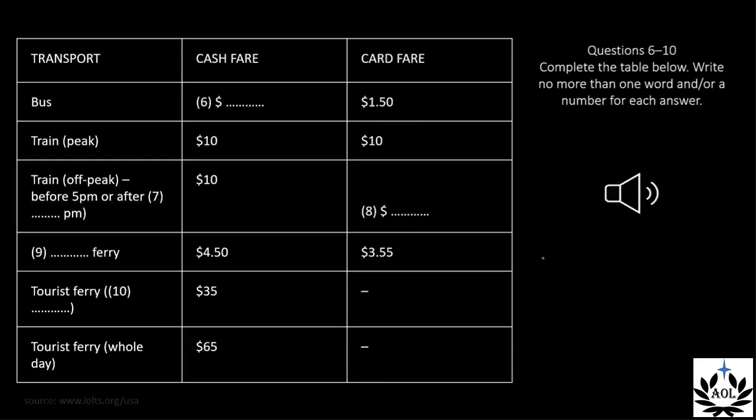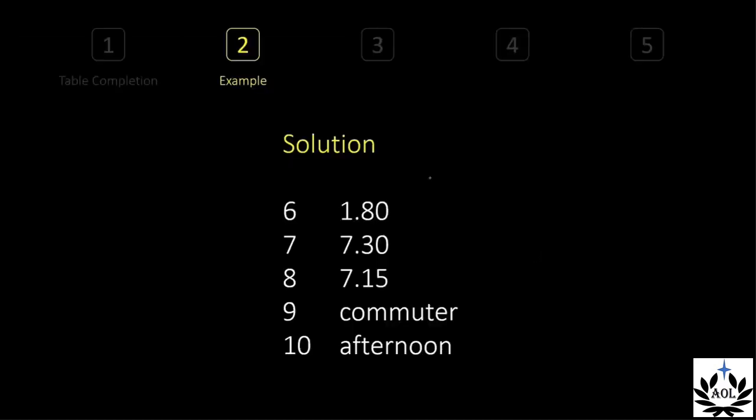Okay, so we are back. I hope you found all the answers, and let's see what the solution for this is. The solutions are: number 6, $1.80; 7, 7:30; 8, $7.15; 9, commuter; and 10, afternoon.